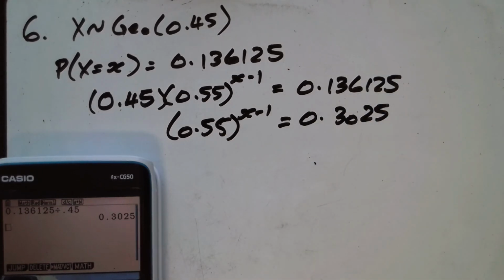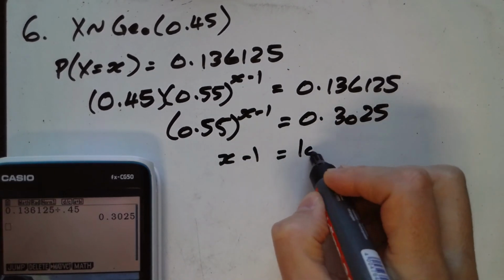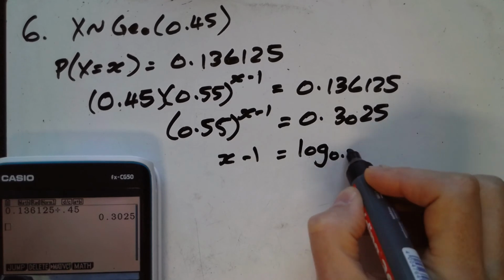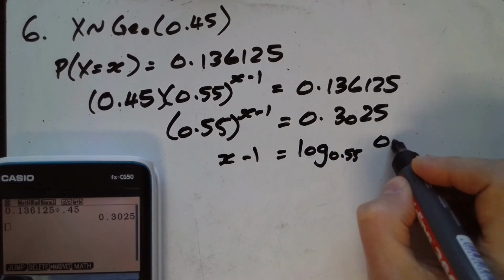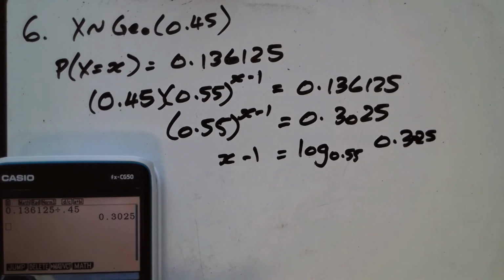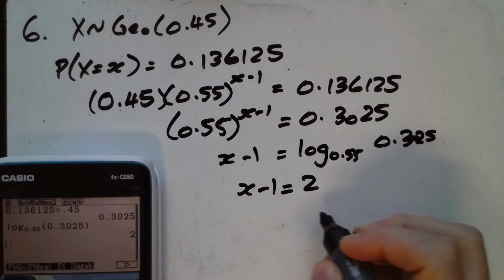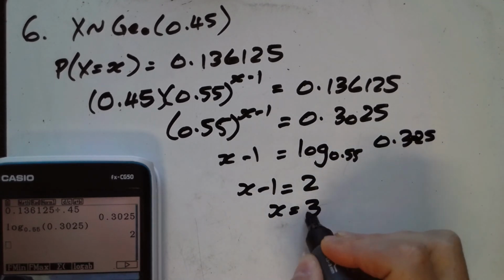And now we're going to need to log that. So we're going to need to do that x minus 1 is log to the base 0.55 of 0.3025. So options, calculations, there it is, log AB, 0.55 and 0.3025. And, oh, that's nice, it's giving us that that is 2, and so that means X must be 3.